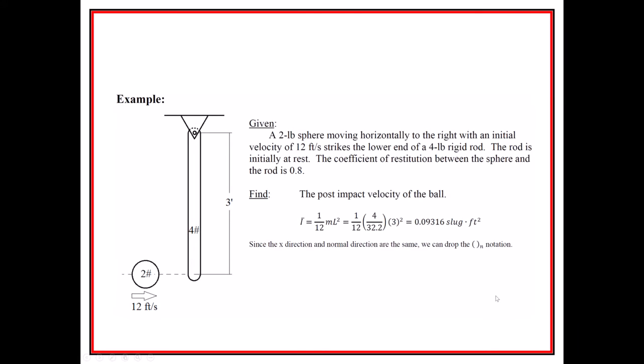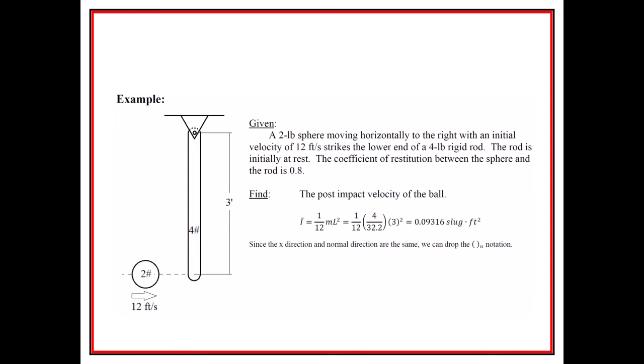All right, for class 24, I have another example here. And this one's already been written out, so it'll go pretty quick where I just narrate. So a 2-pound sphere moving horizontally, it's a very heavy dodgeball maybe, to the right with an initial velocity of 12 feet per second strikes the lower end of a 4-pound rigid rod.